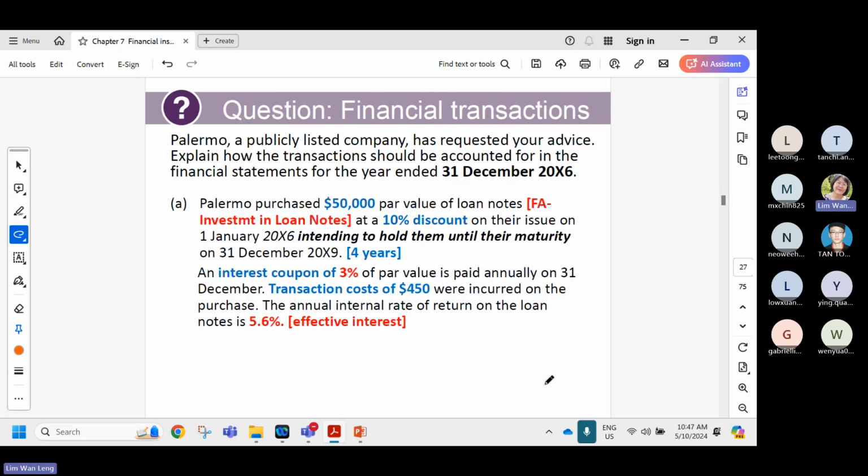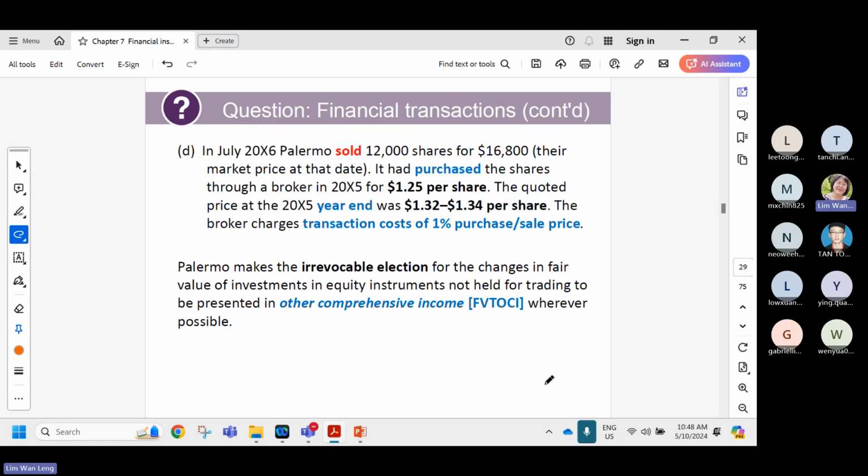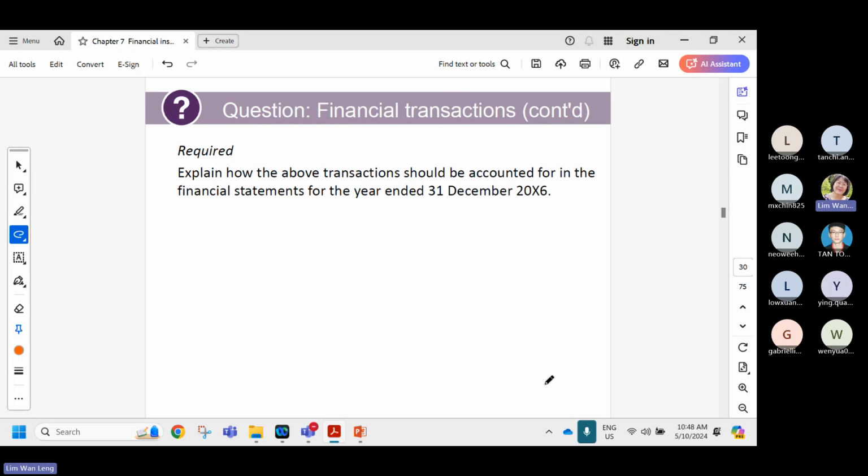Okay. So now we have a few scenarios that talk about how to measure, how you're supposed to treat the transaction costs, etc. Okay, this is a Palermo question. So the Palermo question has a few parts. So you have A, B, C, D. Okay, and then what's the requirement? Explain how the above transaction should be accounted for in the financial statements for the year ended 31st December 20X6. So this is the year end.